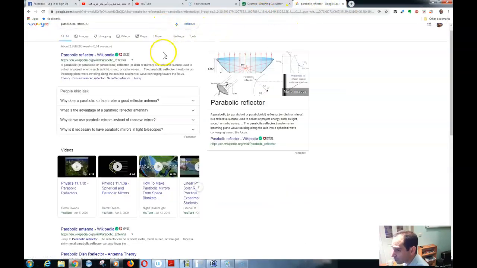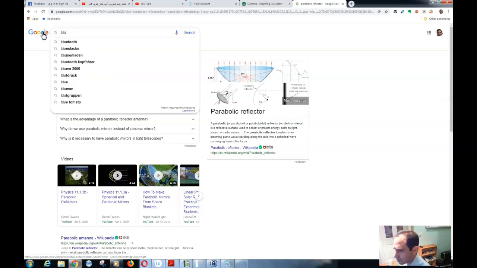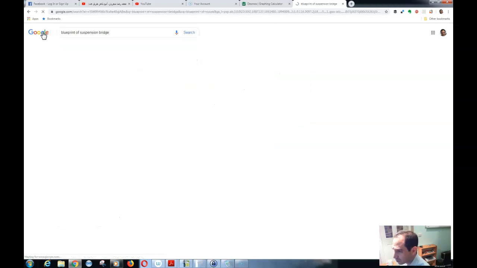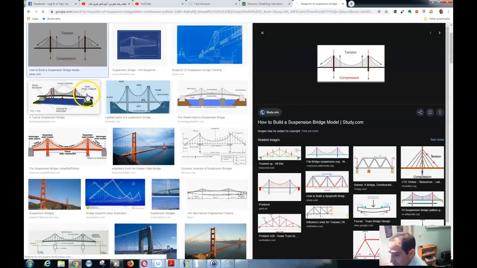So I don't really know how a suspension bridge works. So I do need to take a look at some pictures probably. The blueprint of a suspension bridge, for example. So over here you have something like this, for example. Let's take a look at one of these pictures.